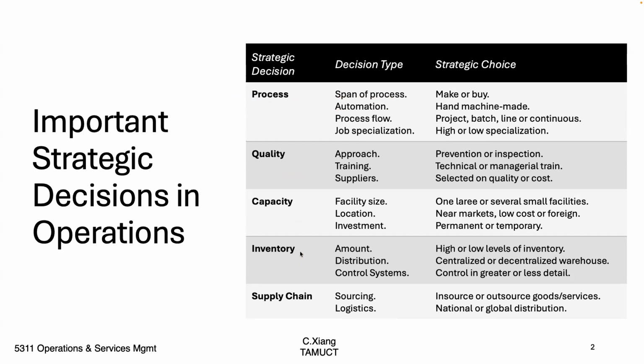So now let's look at a few examples. Start with the process category. One common decision is the span of process, which refers to what parts or components are made in-house and what are purchased from suppliers.